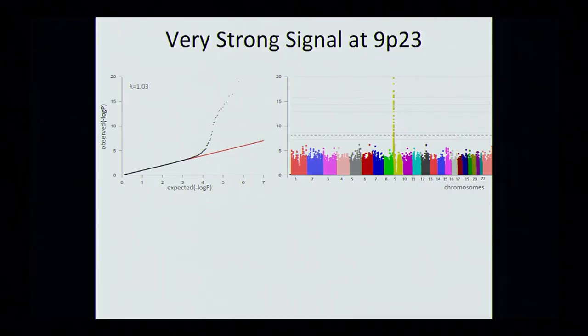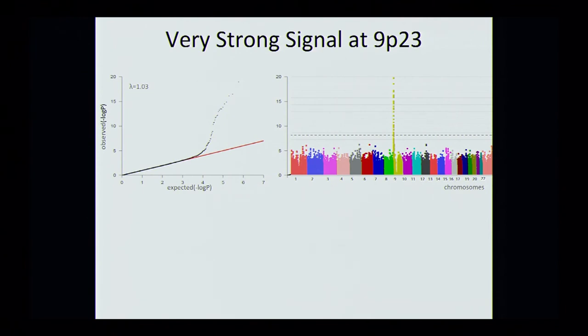Okay, so these are the results. This is what we like to call our Dubai plot, not our Manhattan plot, because there's a single towering peak of association. It's on chromosome 9 in a region called P23. And in fact, we got extraordinarily lucky.